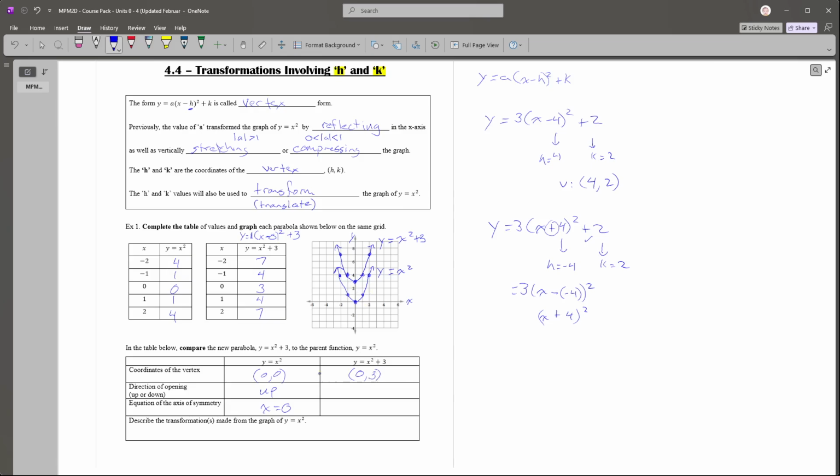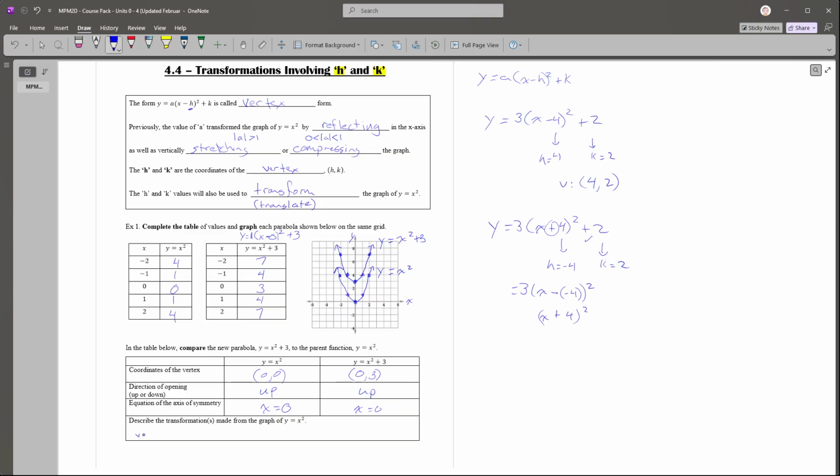All right. Now, what direction is opening? Well, it's still opening up. And its axis of symmetry, it's still straight in the middle. So it's still x is equal to 0. None of that changed. But what actually changed? Well, the whole relation relative to the parent relation, what happened?